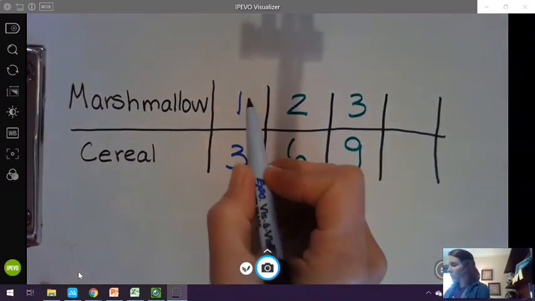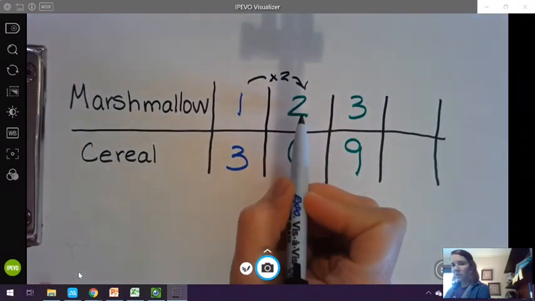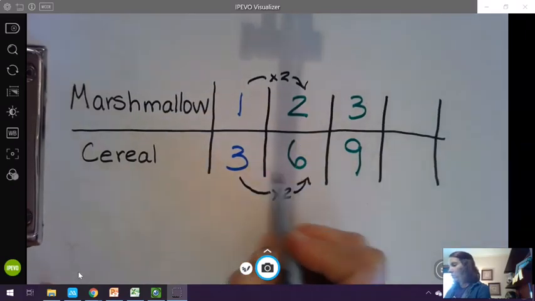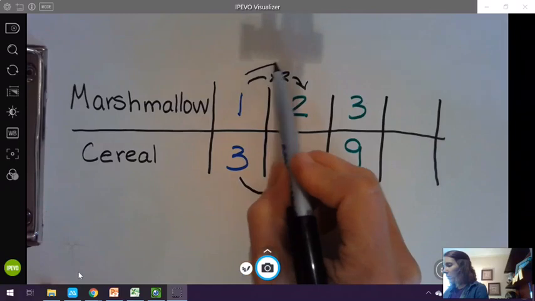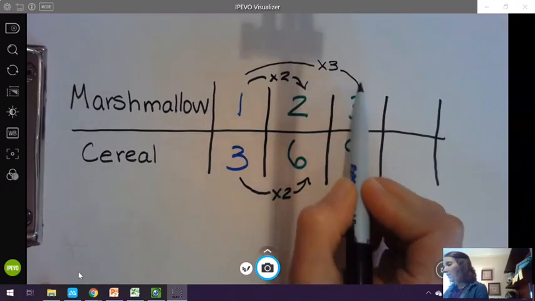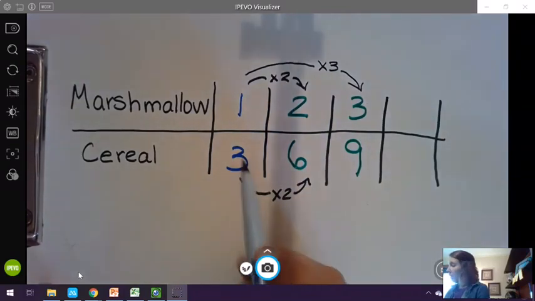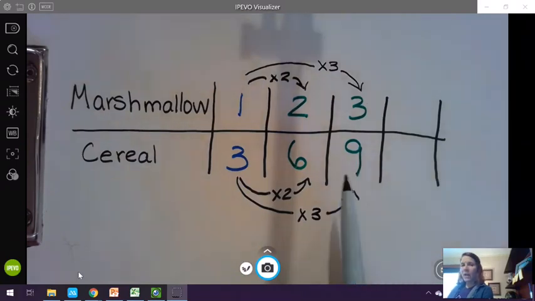So when we had 2 spoonfuls, we took the top times 2. 1 times 2 is 2. We took the bottom times 2. 3 times 2 is 6. And then we had 3 spoonfuls, so we took the top times 3. 1 times 3 is 3. And the bottom times 3. And in this way, we're making equivalent ratios. 3 times 3 is 9. We have to remember to take the top and the bottom times the same number, or we can just count up, like Cole did when he was at first doing it this way.